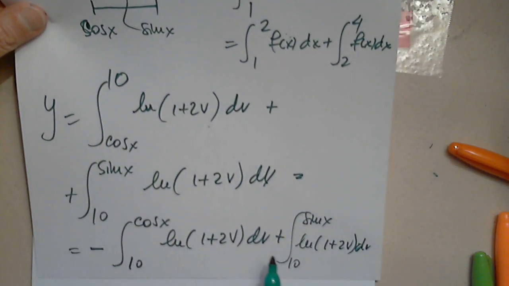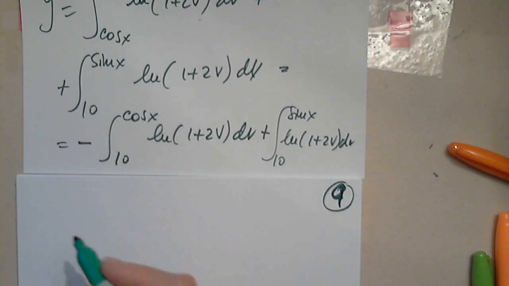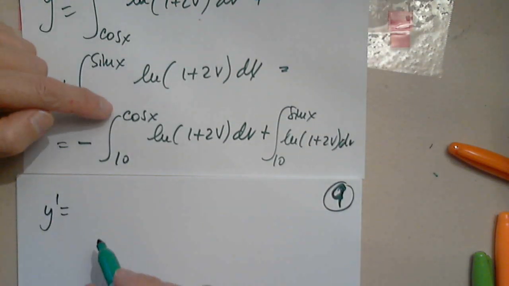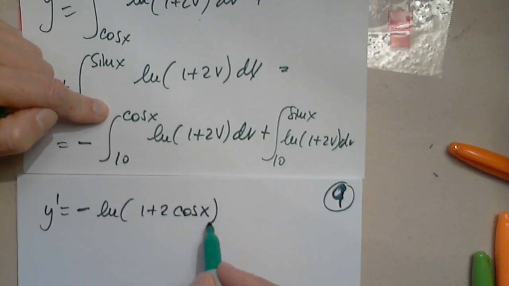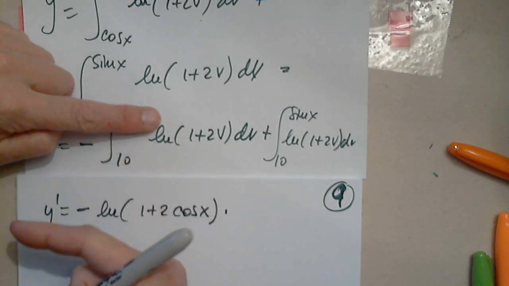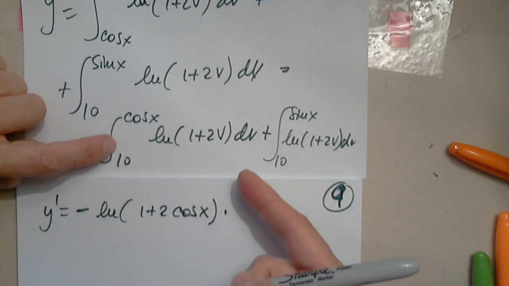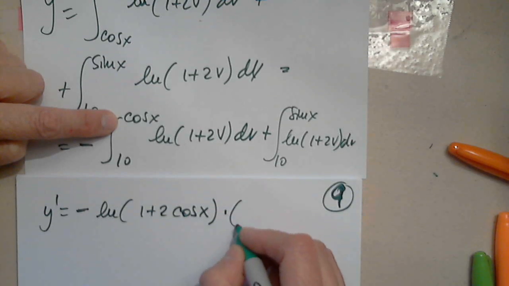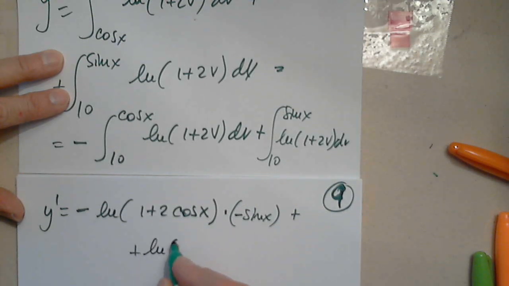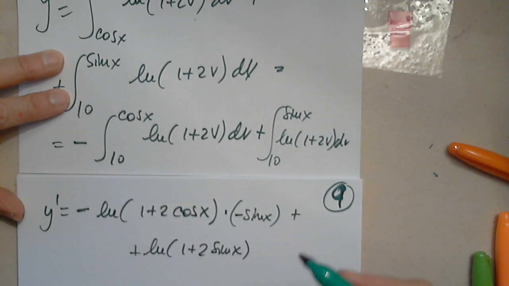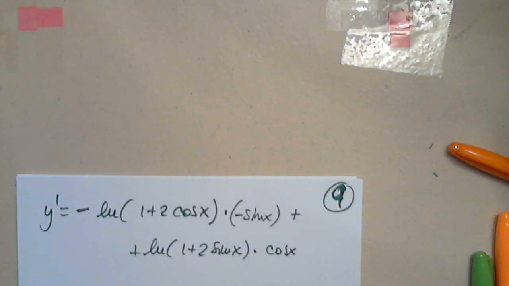Now all we have to do is just differentiate two integrals. It's a sum of two functions if you want. So then y prime equals negative natural log of 1 plus 2 cosine x times the inner function prime. This is not plain, so the function is the integral. We are differentiating it, the integral goes away, but this is the inner function, so that's why it's negative sine x. And then plus, when I differentiate the other one, I have natural log of 1 plus 2 sine x, and of course times cosine x, the inner function prime.